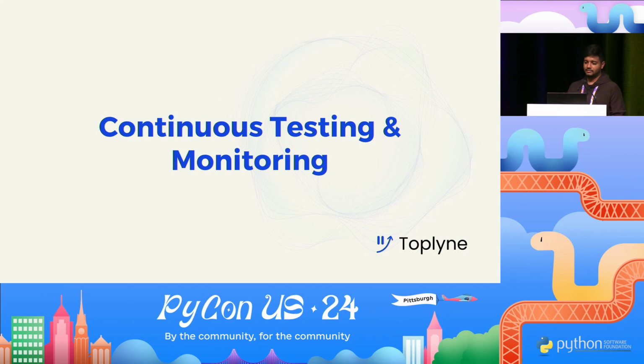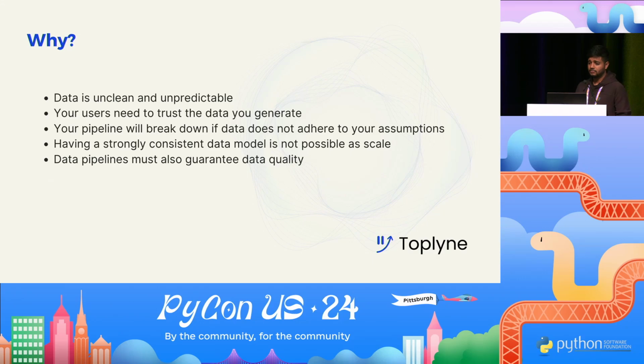When you are writing your pipeline code, we usually have some assumptions on how our data is going to look. Sometimes our pipeline will just break down if your data does not adhere to those assumptions. Having a strongly consistent data model is not really possible at scale. You cannot use things like constraints and checks, foreign key relationships, especially when dealing with big data. So for that, we need something else that guarantees this data quality.